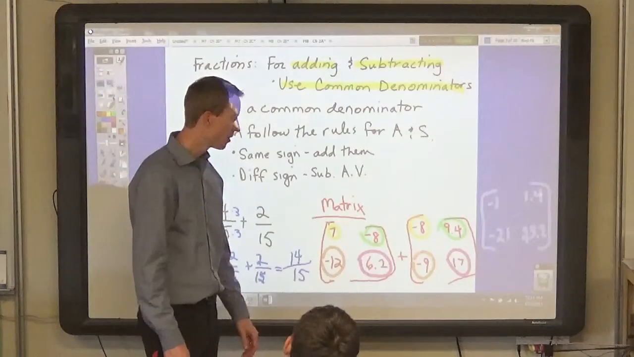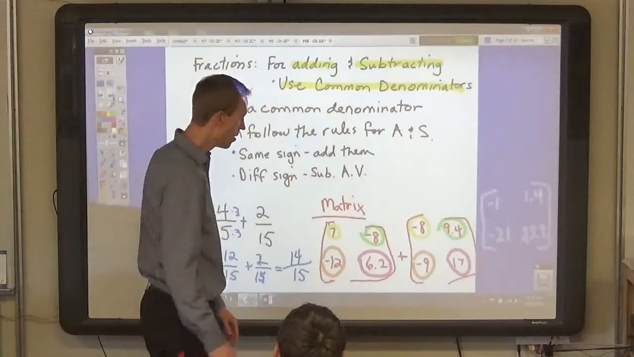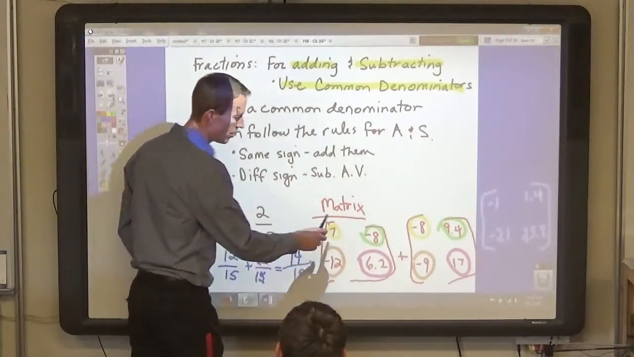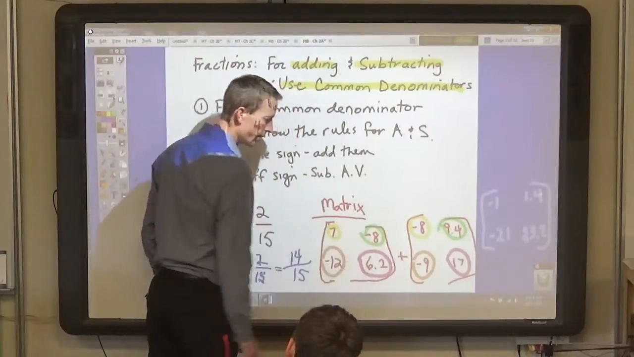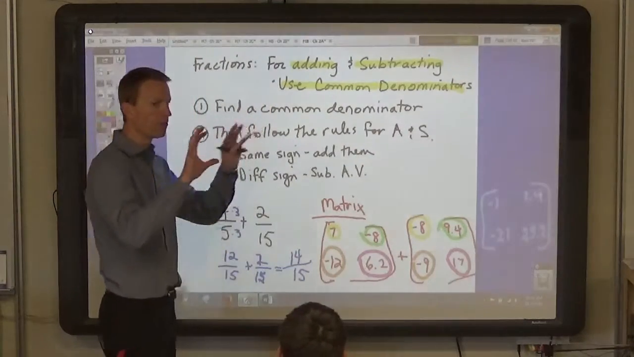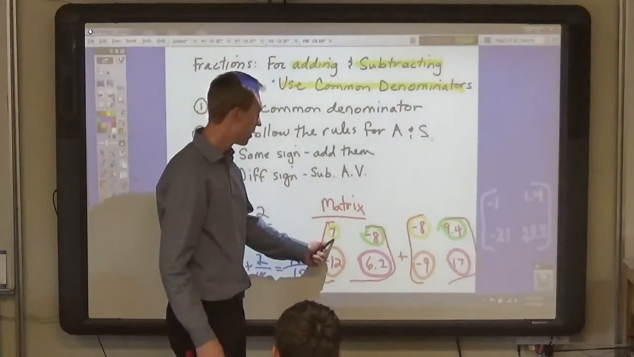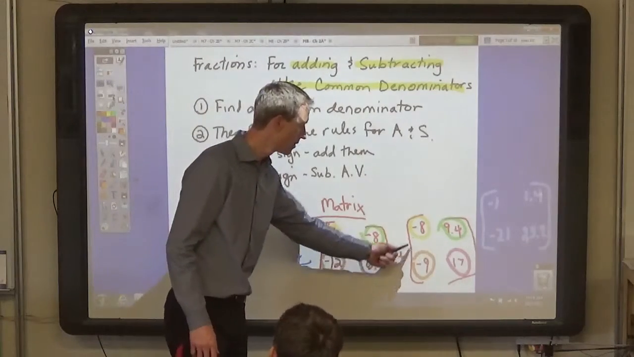The matrix. Do you remember seeing this? Nope, wasn't like back then. A matrix is a set of numbers in a group like this. And you can add or subtract groups of numbers this way by getting the answer. So look at this, 7 plus -8.